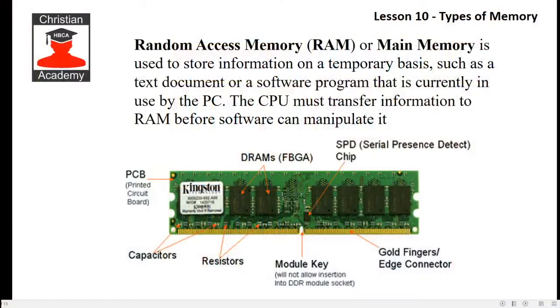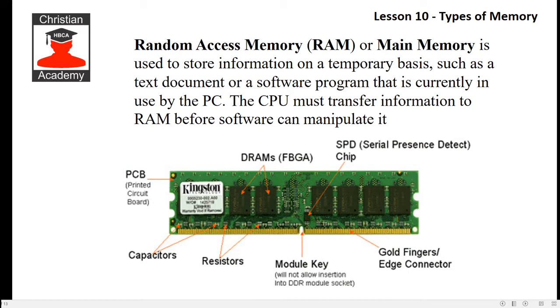Just some interesting information. So random access memory, or main memory, is used to store information on a temporary basis, such as text documents or software programs that are currently in use on the PC. So when it's in operation, it runs in the RAM.